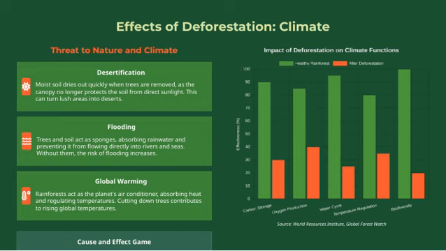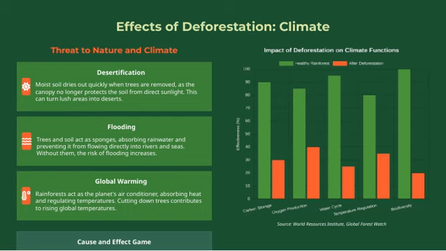Next, we have flooding. Trees and soil act like natural sponges, absorbing rainwater and slowing down its flow into rivers and seas. Without these trees, there's less absorption, and the risk of flooding increases significantly, especially during heavy rains.